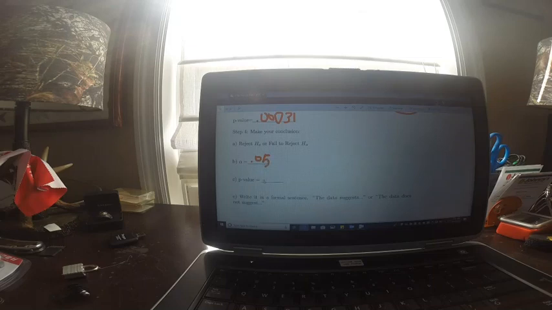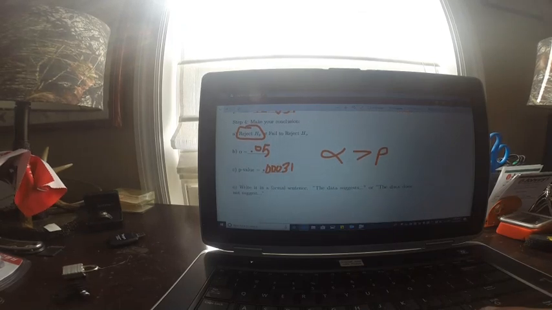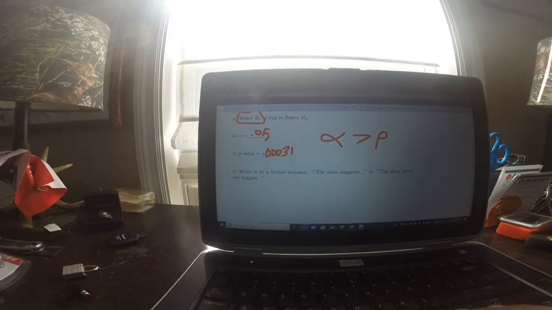P-value here was 0.00031, which means if I compare the two, the alpha is clearly bigger than the p. If the alpha is bigger than the p, I'm going to reject the null hypothesis. Okay. Now all we've got to do is write it in a formal sentence.